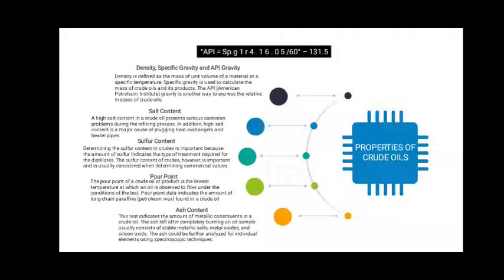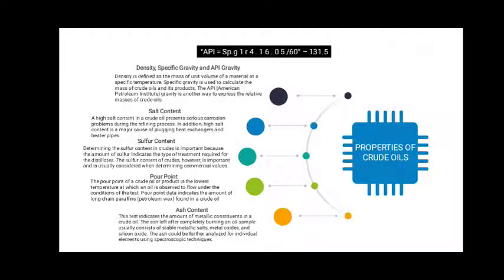The pour point of crude oil or product is the lowest temperature at which an oil is observed to flow under the condition of a test. Pour point data indicates the amount of long-chain paraffins or petroleum wax found in the crude oil. And the last, ash content.